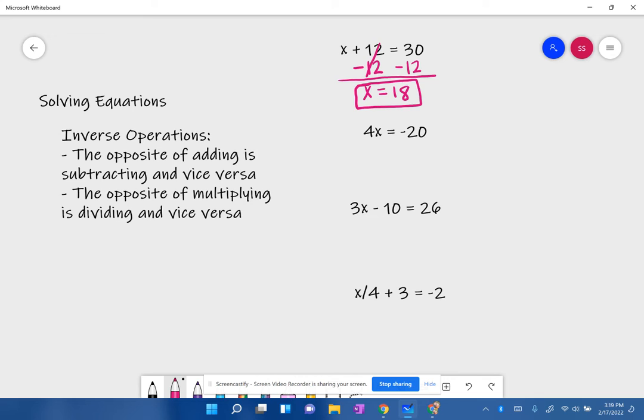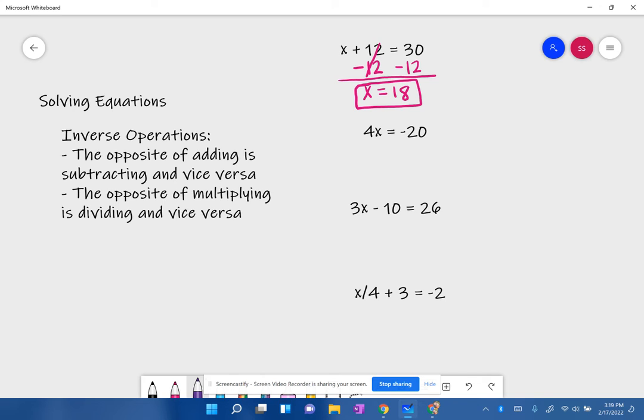Next one, 4x equals negative 20. So first we have to understand what that 4x is. There's not an adding sign, there's not a subtraction sign, there's no sign in the middle actually. So what does that mean? When there's not a sign in the middle and you have a coefficient, a number right next to a variable, that means we're multiplying the 4 times the x.